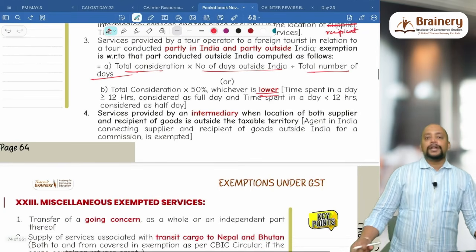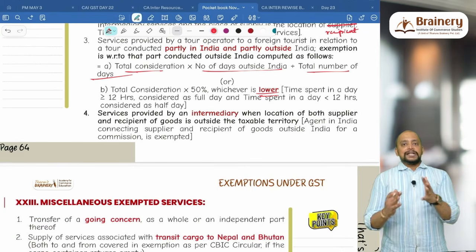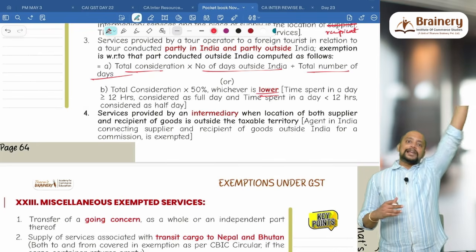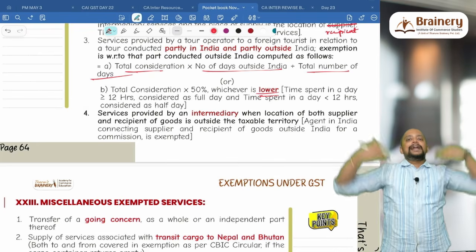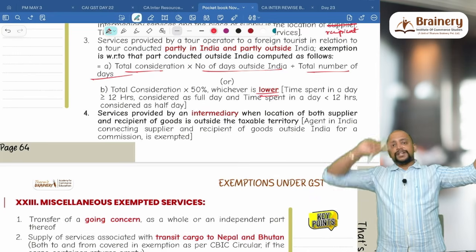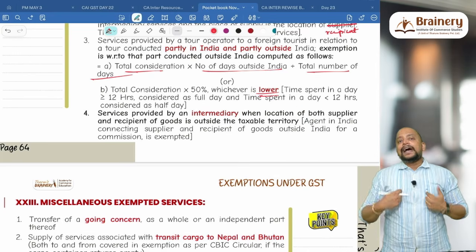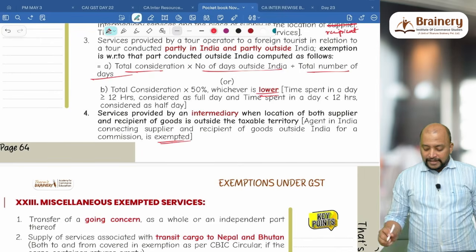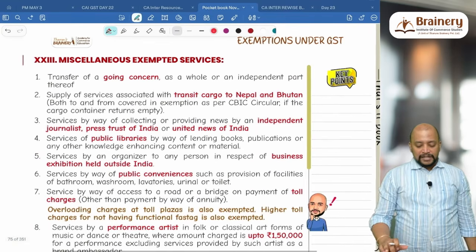Then next, fourth point, services provided by intermediary. I am an intermediary, I am connecting seller outside India, buyer outside India, and I get a commission. That commission will be exempted. Goods. Seller of goods outside India, buyer of goods outside India, I am connecting, I get a commission. That commission is exempted. Then miscellaneous exempted services.